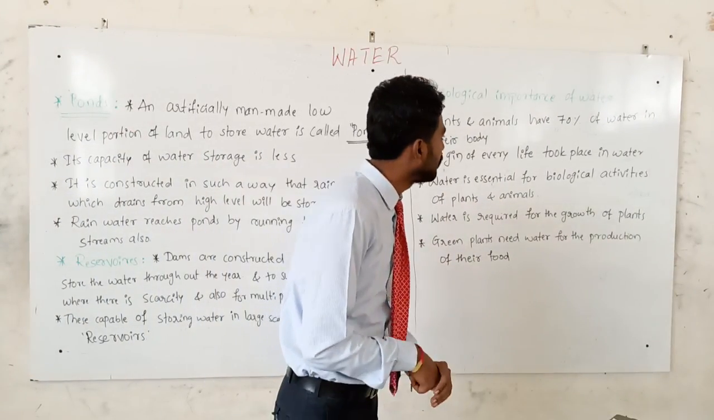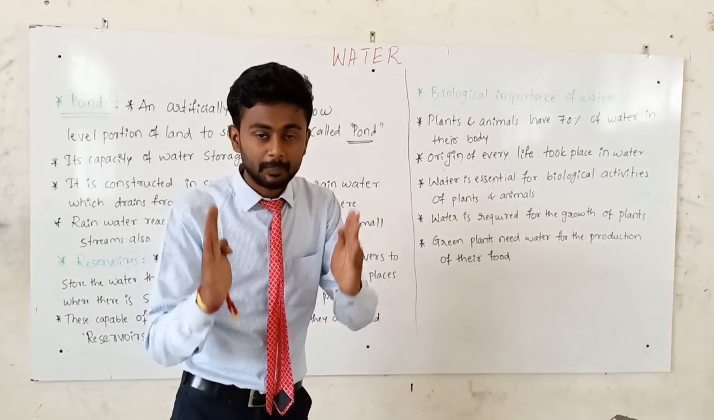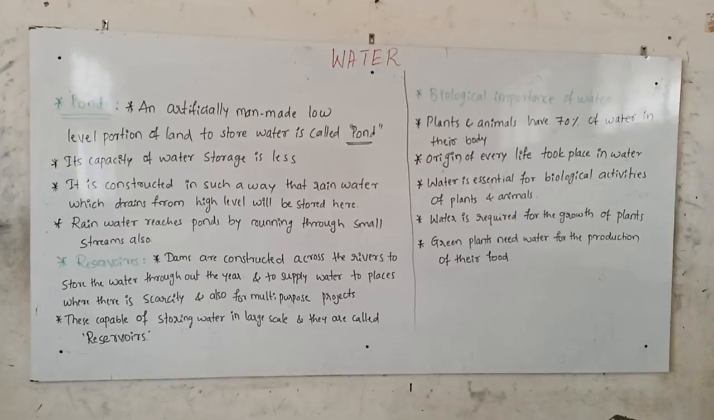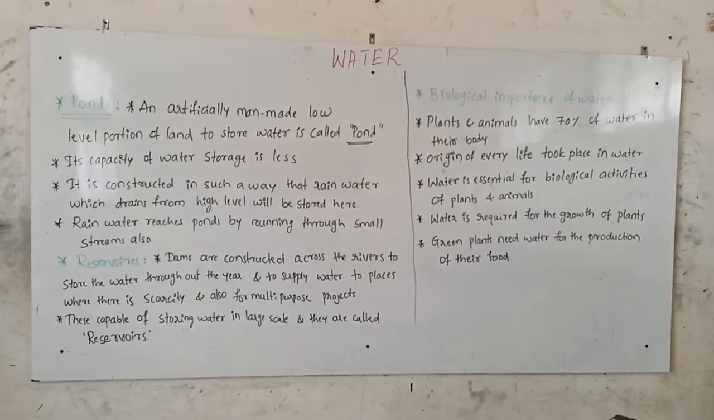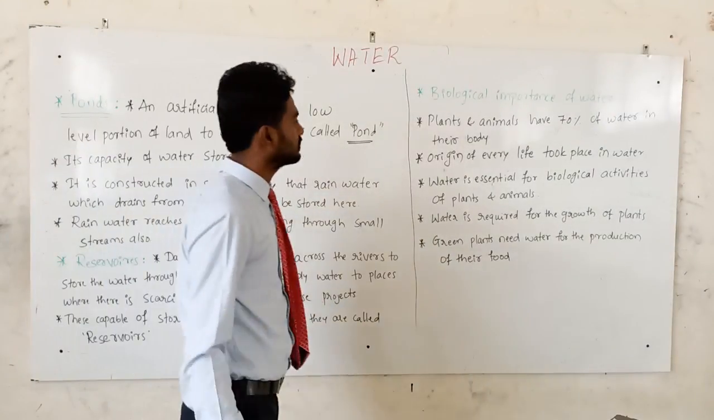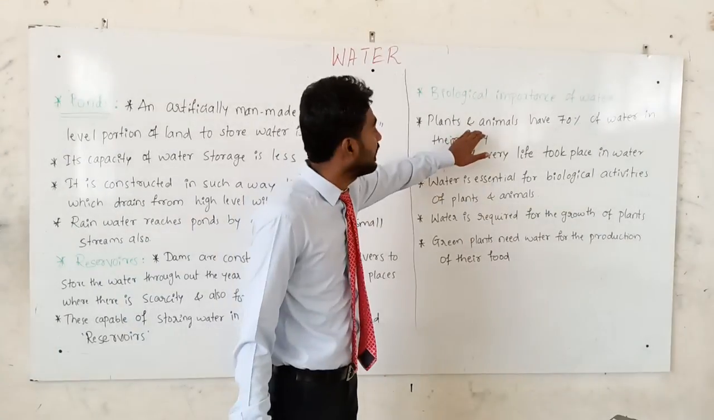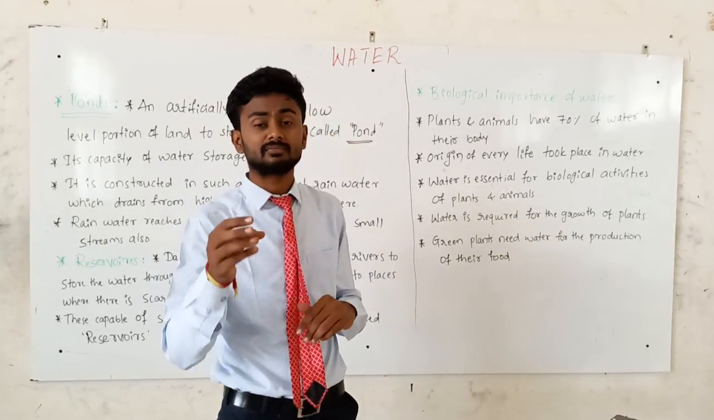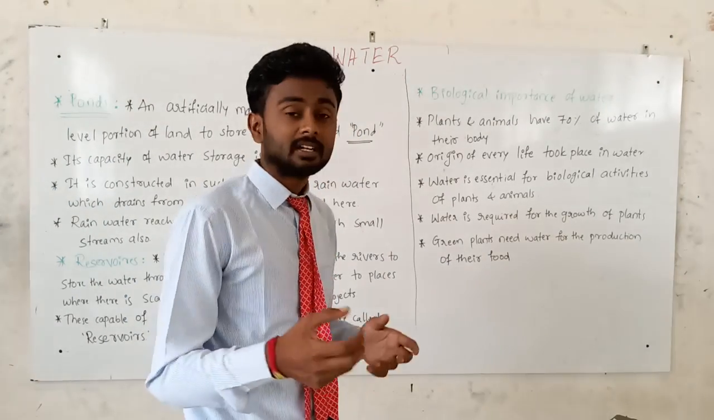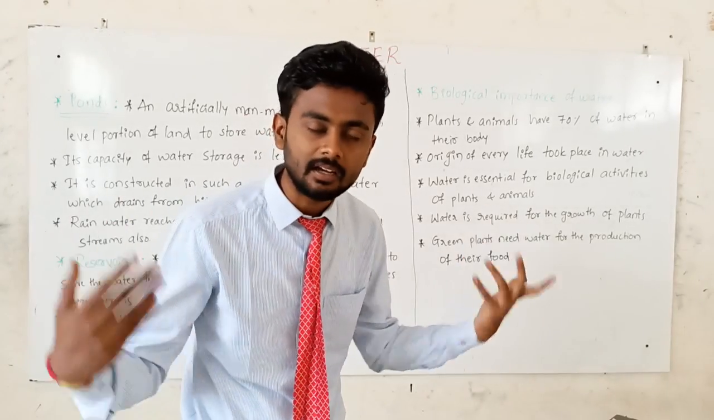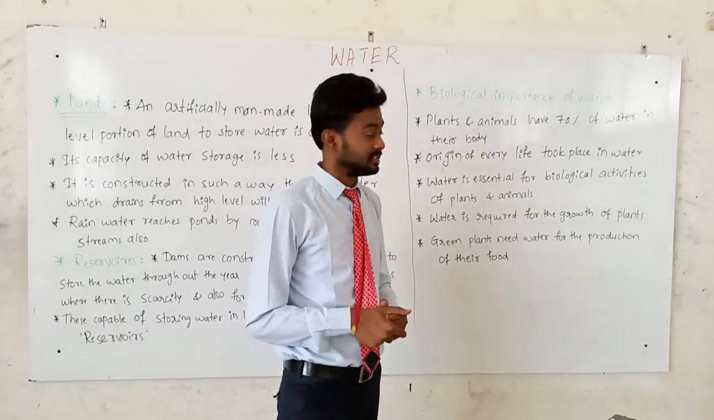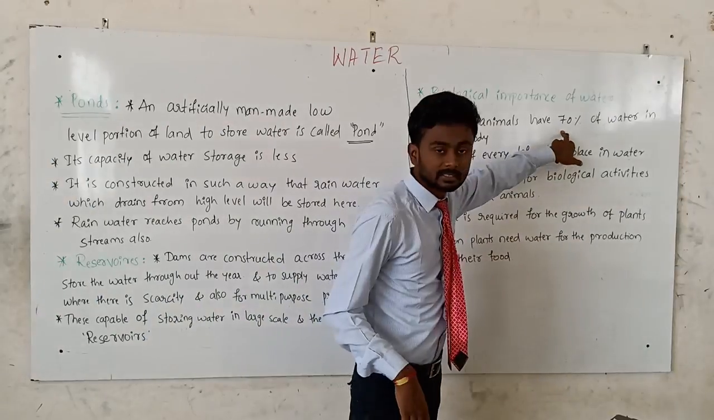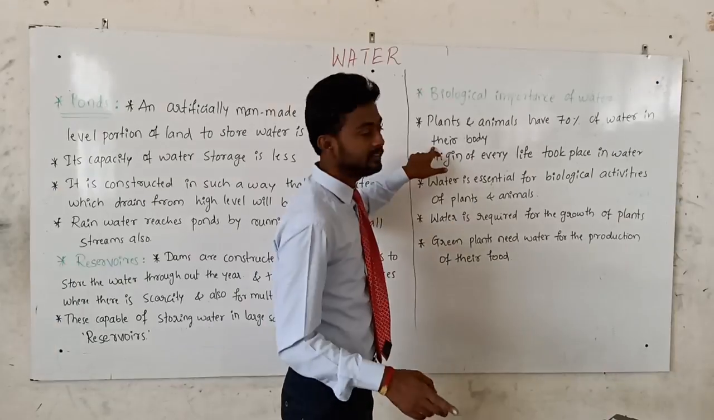Next, the biological importance of water. Dear students, what is the biological importance of water? See, plants and animals have 70% of water in their bodies. You can take any kind of plant, any kind of animal, human beings, whatever it may be, all contain 70% of water in their bodies.